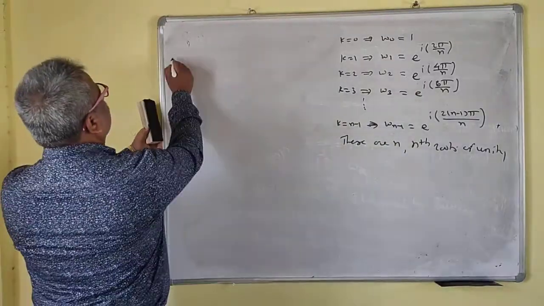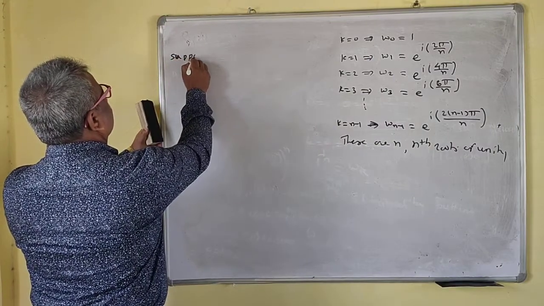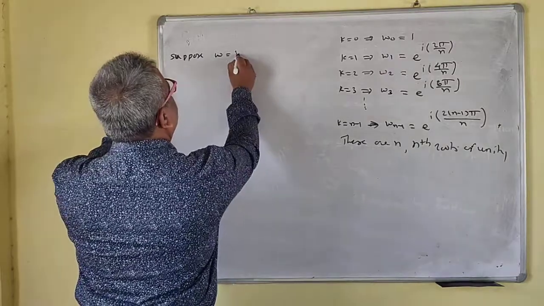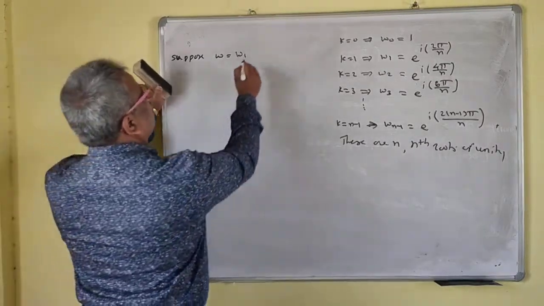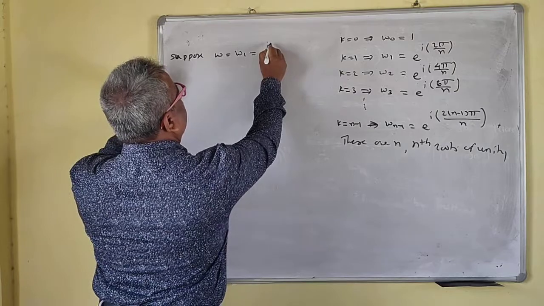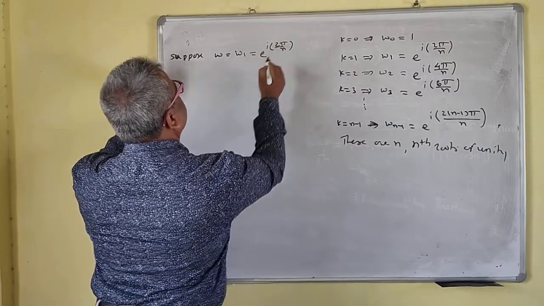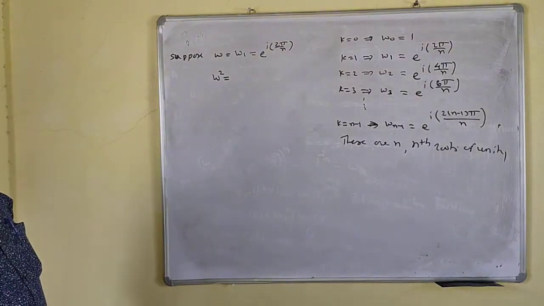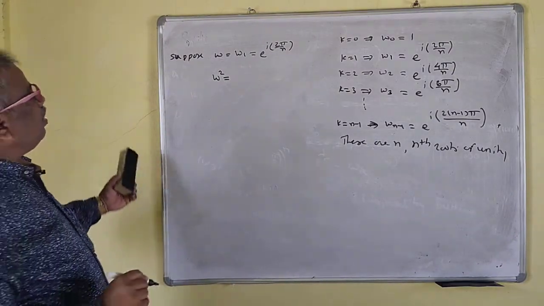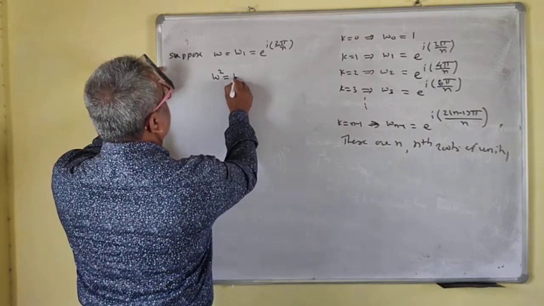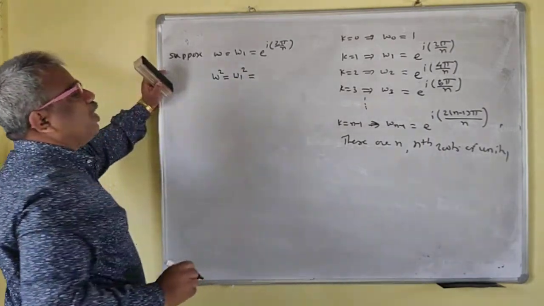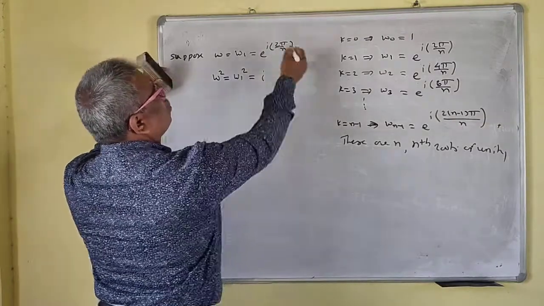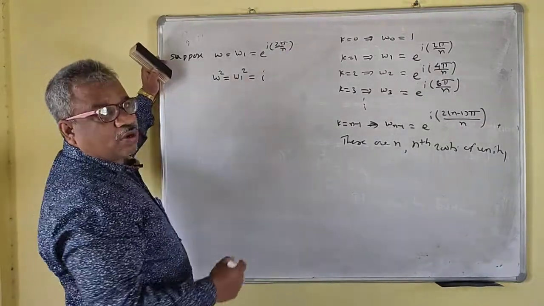Now suppose omega is equal to omega 1, that is e to the power i 2 pi upon n. What we'll do is find omega square now. What is omega square then? Omega square is nothing but omega 1 square. You have to take the square of this one, that means you have to take the product of 2 of these.